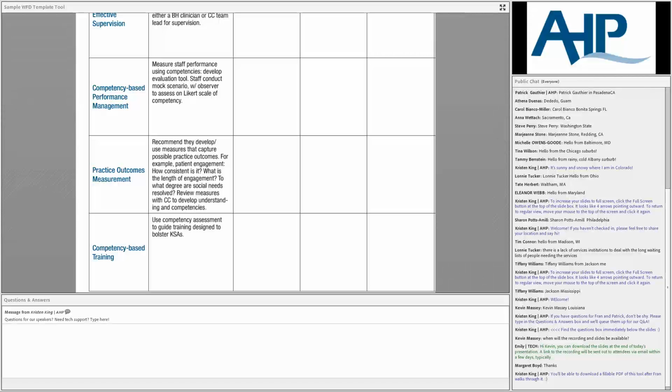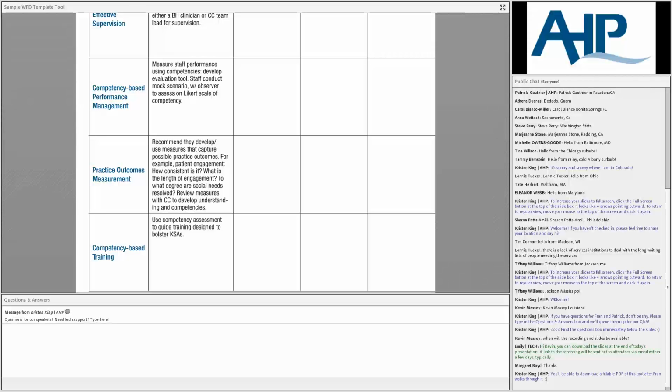The last thing we did was to suggest that they use the competency assessment to guide the training. How do you know what to sign people up for? How do you know whether to approve them going to a particular conference or training or to bring folks in to train your staff? If you have that competency guide, and again, that career ladder that Patrick showed you to move people up the ladder, that is going to help you with competency-based training.